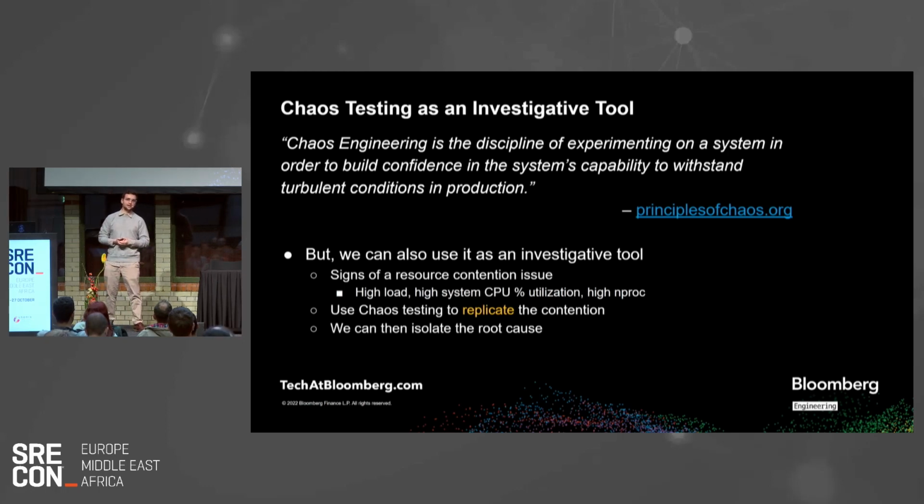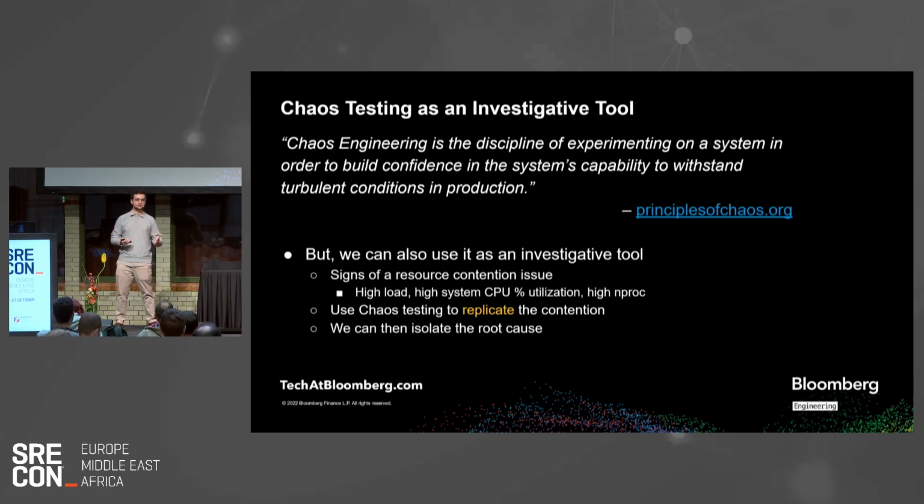So the Principles of Chaos, a nice blog about the philosophy behind chaos engineering and chaos testing, states that chaos engineering is the discipline of experimenting on a system in order to build confidence in the system's capability to withstand turbulent conditions in production. So this is a good definition of chaos testing, but the problem is this isn't really what we're doing. We already know that our production systems can't withstand something. There's already a problem, but instead we want to turn this on its head, and we want to use this to investigate what the problem actually is.